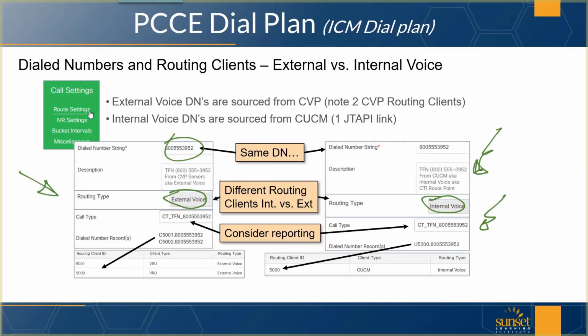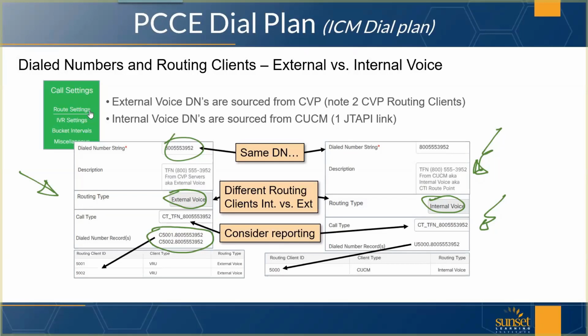In packaged, what we're seeing here is this one external voice automatically assigned to two routing clients, C5001, C5002. This is CVP1 and CVP2. In packaged, that happens automatically. Why? Because in packaged, you already know you've only got two CVP servers, and you know what their routing client ID is, and so you only have to enter that dial number once.